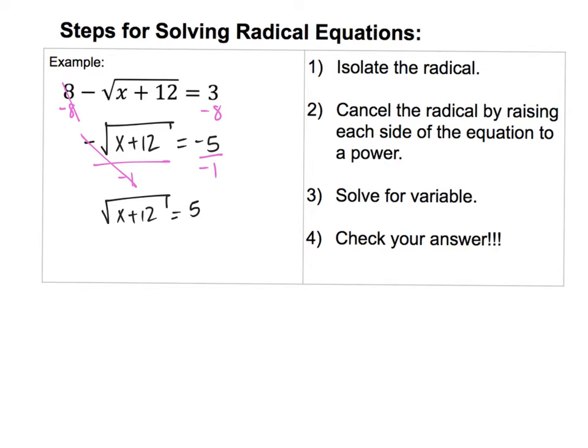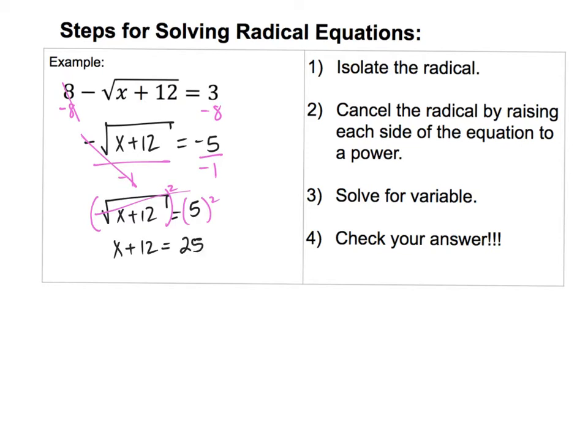And then from there, like I said before, this is a square root. So to get rid of a square root, we're going to square the root. That way we can cancel out the root with the power 2. And then I have to square the other side too. If you square one side, you've got to square the other side. So x plus 12 comes down. 5 squared is 25. Again, very similar to the bell work.